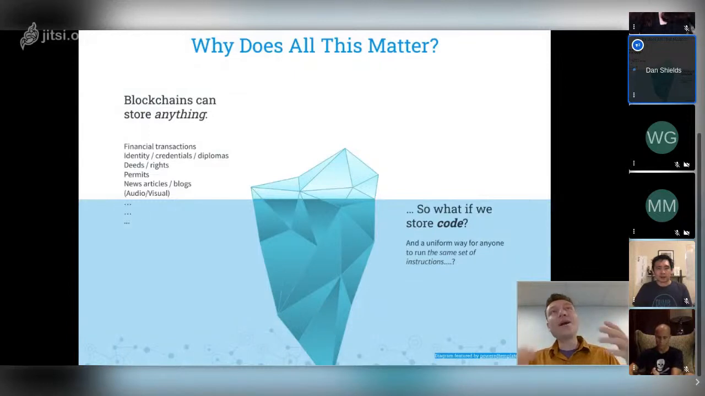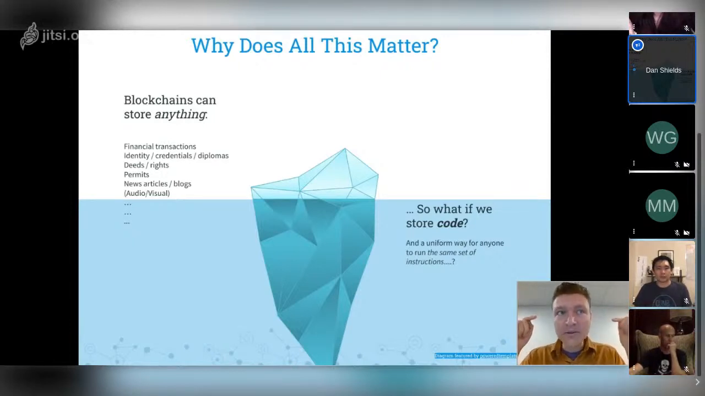So then why does all this matter, right? We talked a lot about Bitcoin and blockchains in general as storing financial transactions, right? But really, it's just a database. We can store anything. Financial transactions are one thing, but maybe we could store other stuff, right? Like identity or deeds and rights, permits, maybe things like news articles and blogs. But now we go a little bit further and think, well, what if we store code on this, right? This immutable ledger out there in the world, but also a way to uniformly read that code and interpret it.